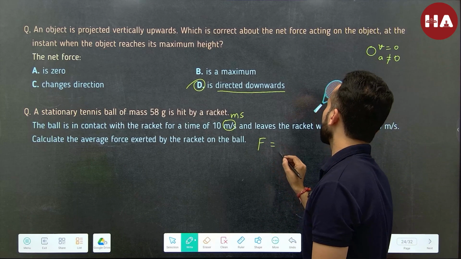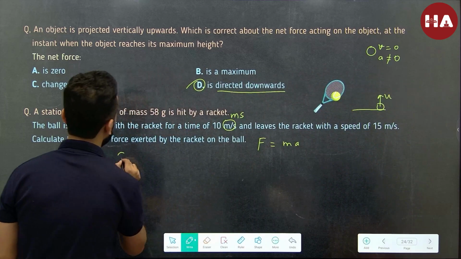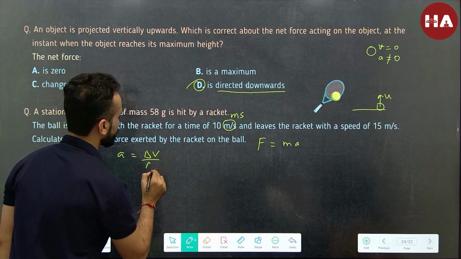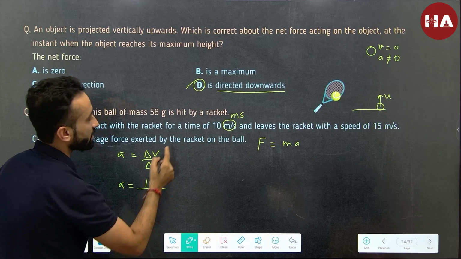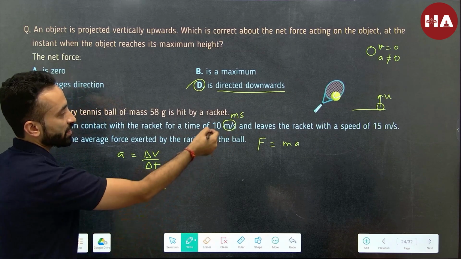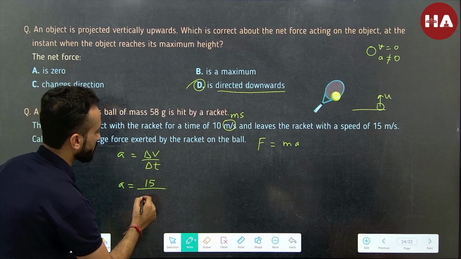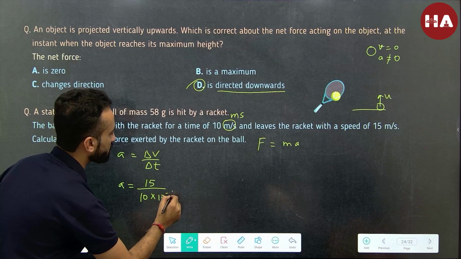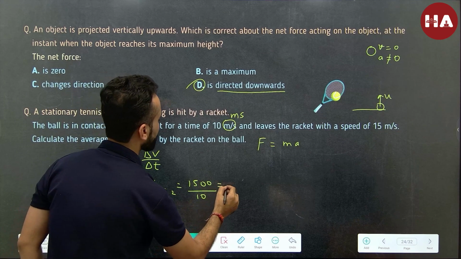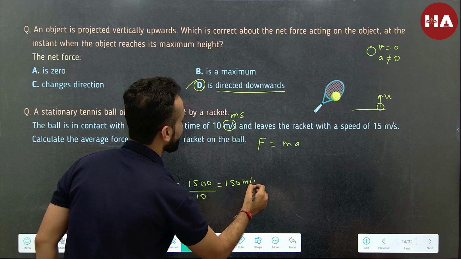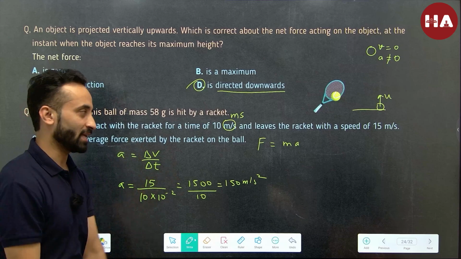Force is equal to, of course, mass times acceleration, and to calculate the acceleration, that is delta V by delta T. So that's going to be velocity change of 15 and the time is 10 millisecond. This is a misprint of meter per second, this is millisecond, what you have to interpret. So 10 millisecond, that is 10 into 10 to the power minus 3. So this is going to be 1500, so that's going to be 1500 meter per second square. For that small duration the acceleration is huge.